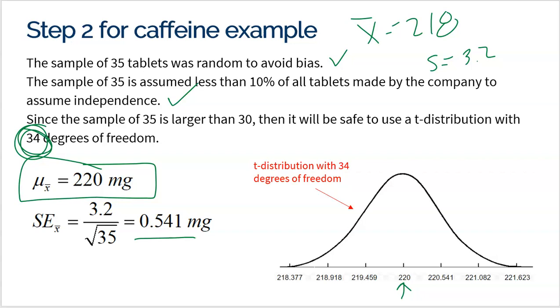Notice my center is the null, what I'm assuming to be true, 220. And then I went up 1, 2, 3 standard deviations, down 1, down 2, down 3 standard deviations. I take that back, standard errors, right? Because I can't use standard deviation.